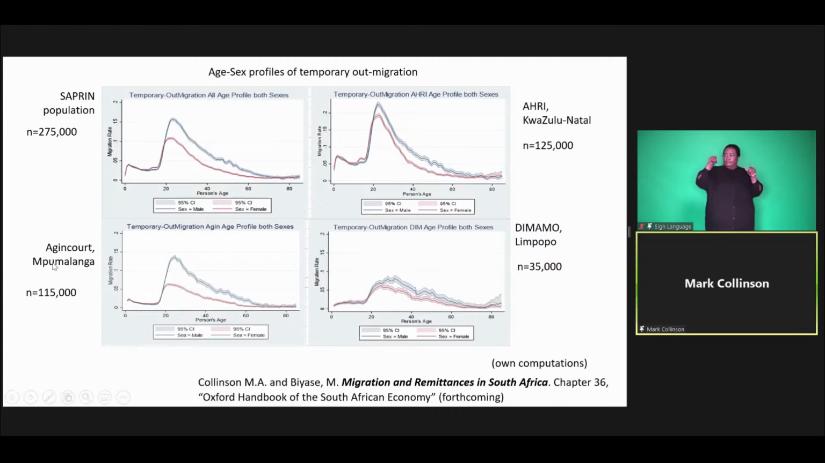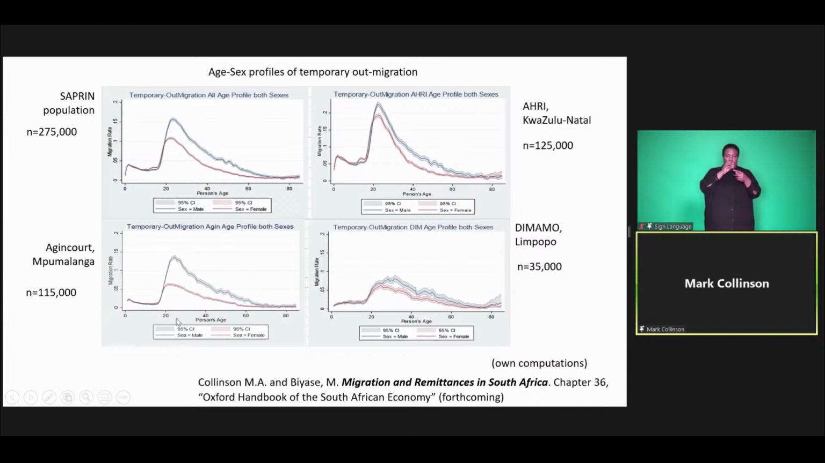The Agincourt Mpumalanga slide, the aim of this slide is to show that we can combine all 3 of these rural nodes to give us the SAPRIN population, which is the upper left. This is the age and sex profile of a particular migration type. I chose here temporary out-migration. I'm showing you temporary out-migration, age, sex profile for each of these 3 nodes and the combination, right? Here's Agincourt.